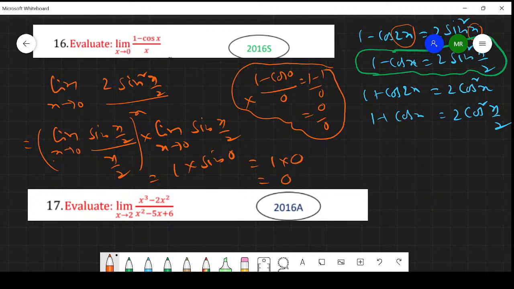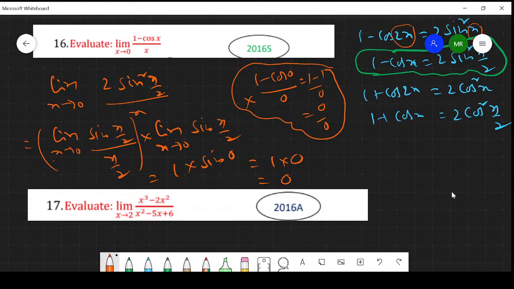That's the answer, 0. Using 1 minus cos x equals 2 sin square x by 2, I write that by x. This 2 I can write here down as x by 2. The limit as x tends to 0 of sin x by 2 is 1 using the formula, and 1 into sin 0 is 0.